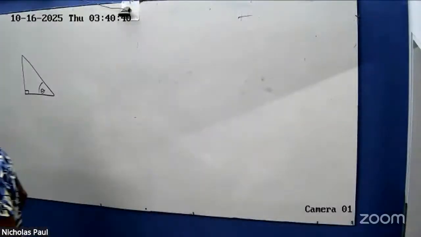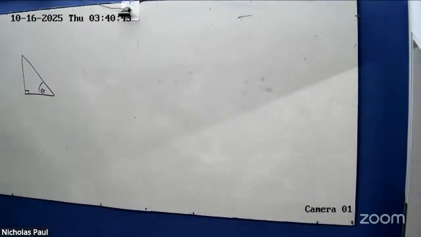Angles of elevation and depression. I just want to go over right angle triangles, right?